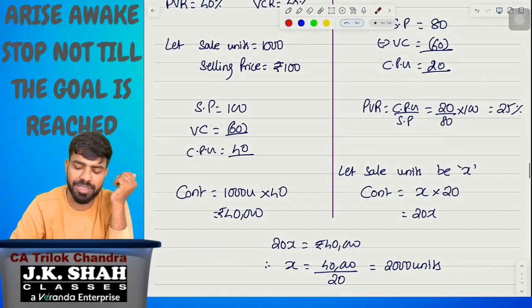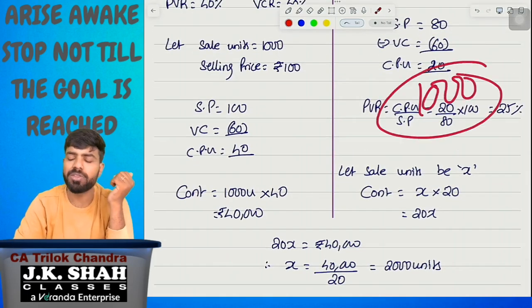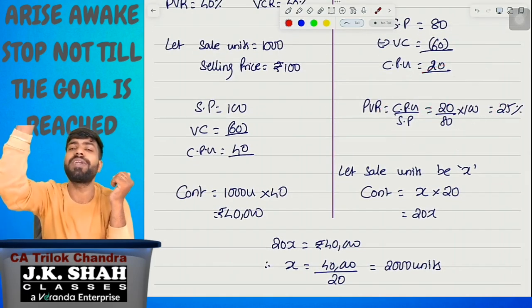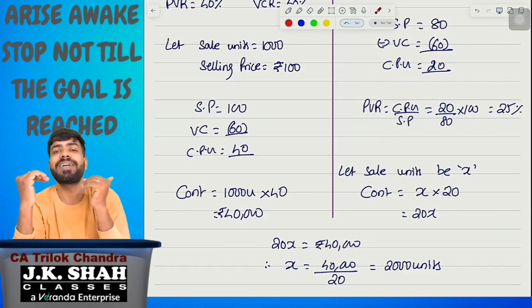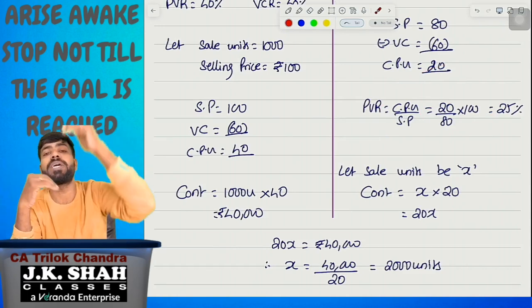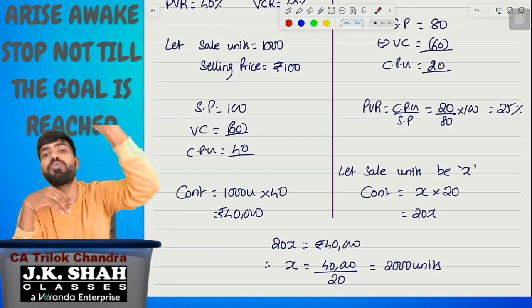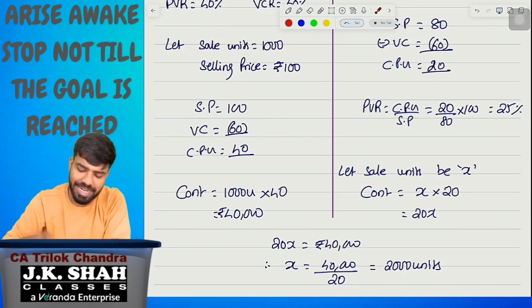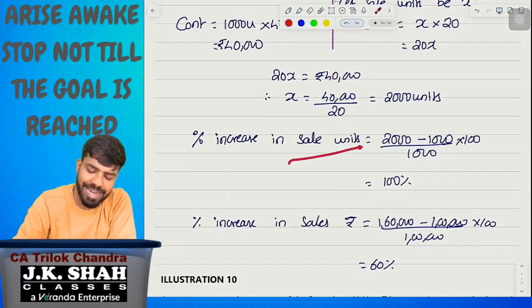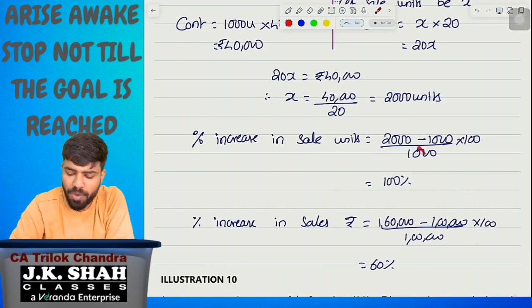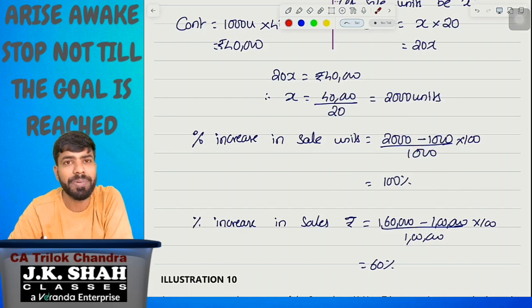So in this scenario, how many units does the company have to sell? To offset the 20% reduction in selling price, the company has to increase the sale units by 1,000, from 1,000 to 2,000 in total. Have you understood this? Look here: sale units increase from 1,000 to 2,000. What is the percentage increase? 100 percent.